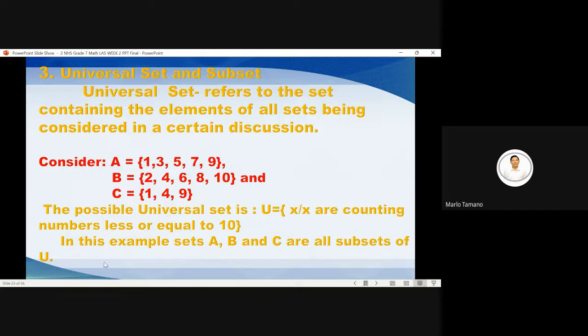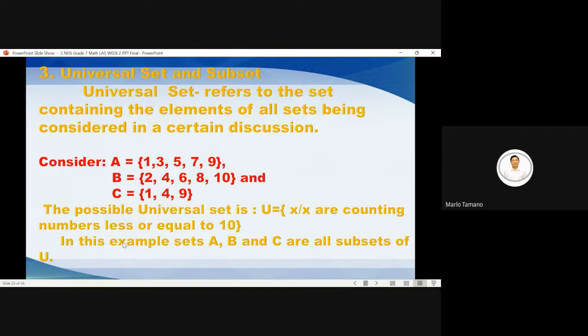Alright? So, in this example, sets A, B, and C are all subsets of U. So, subset po lahat ng U ang sets A, B, and C. Tandaan ninyo yung sinabi ko kanina, lahat ng elements ng A, B, C ay pag-aari ng universal set. So, those are the idea. In this example, sets A, B, and C are all subsets of the universal set.